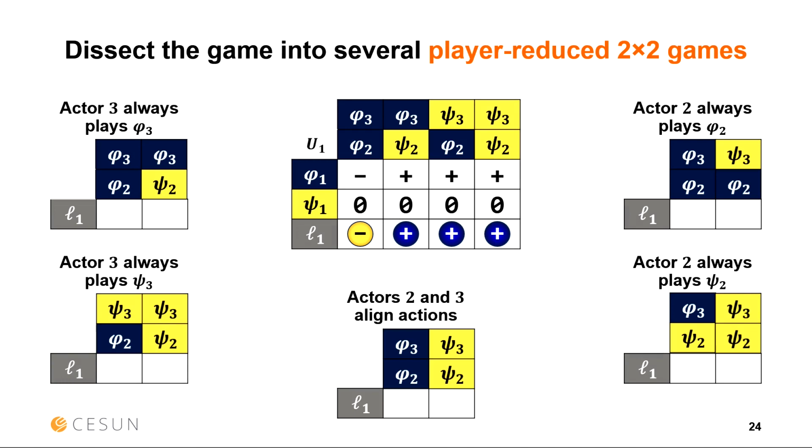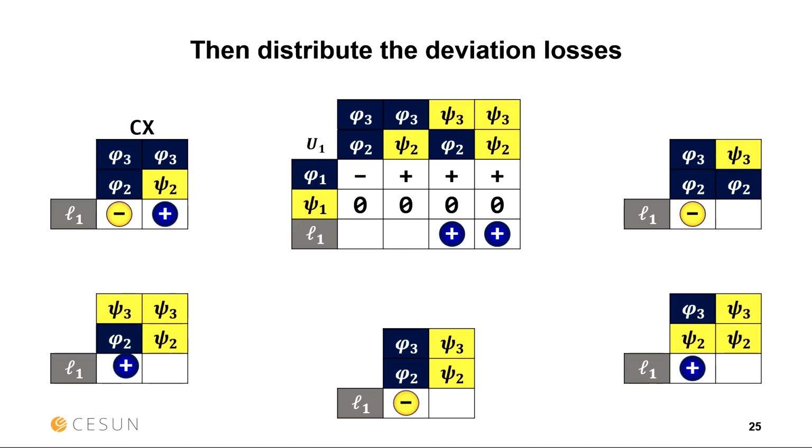Lastly, there is a game where both actors 2 and 3 align their strategies. The next step is to distribute actor 1's deviation losses across these 5 possible player-reduced games, and we classify each of these smaller games using the earlier strategy dynamics framework.